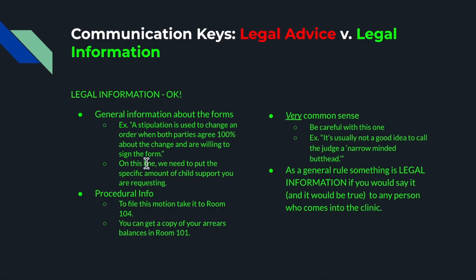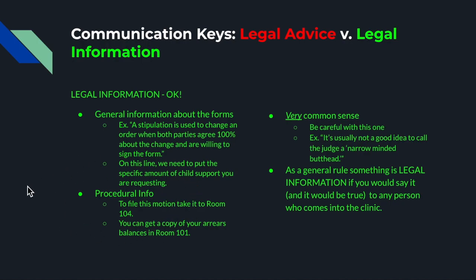Similarly, when you're talking about what a section of a form is asking for. So if you say, on this line, it's asking for the date of your last court hearing, or on this line, it wants us to put the specific amount of child support that you're asking for. That is general information. Again, no matter who you're talking to, if you say, this line is asking for the date of your last court order, that is true. The person may wonder why you're talking to them about a form they're not interested in, but the information you have provided is just information because it's true no matter who you say it to. There's no real analysis involved. You're just giving them a fact about the form or a fact about the process.